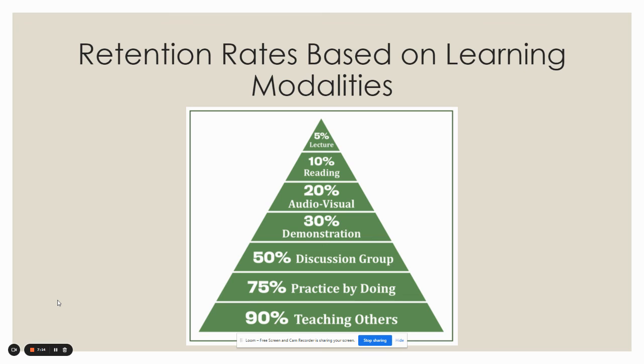If you watch a demonstration, you watch somebody else doing it. You'll remember 50% of what's discussed in a group. That's why classroom talk is so important in the early college high school program. And 75% of what you do. So that's your hands-on practice by doing. But you'll also remember 90% of what you teach others.